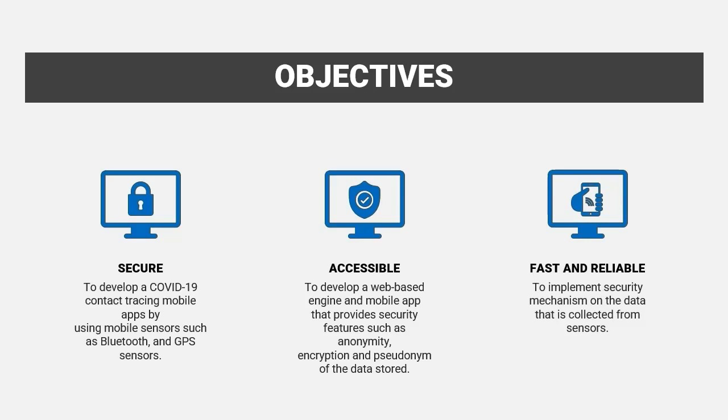The objective is first to develop a COVID-19 contact tracing mobile app by using mobile sensors such as Bluetooth and GPS sensors. Next is to develop a web-based engine and also a mobile app that provides security features such as anonymity, encryption, and pseudonym of the data stored. And lastly, to implement security mechanisms on the data that is collected from sensors.